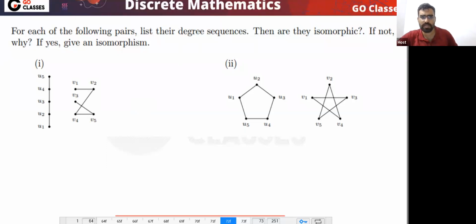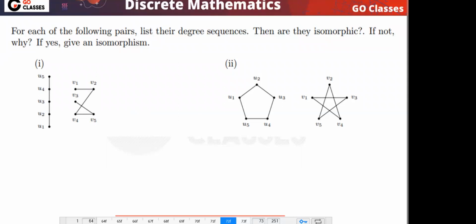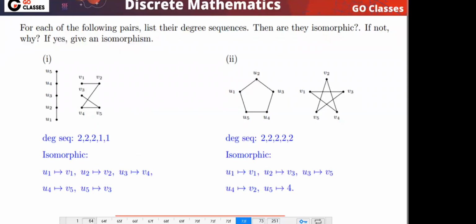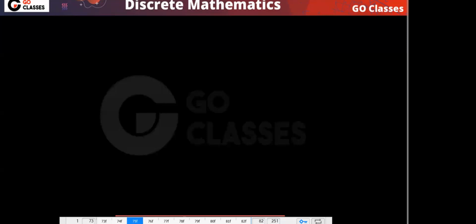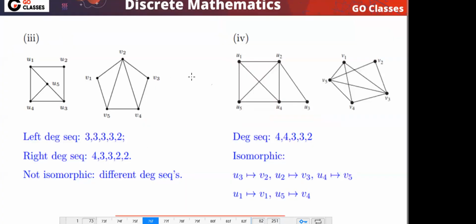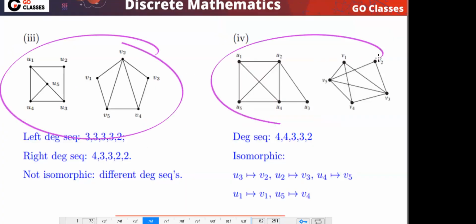Just give me a second, okay? Give me a second. You solve this question. After this question, you solve this one. So try this. Are these two isomorphic?